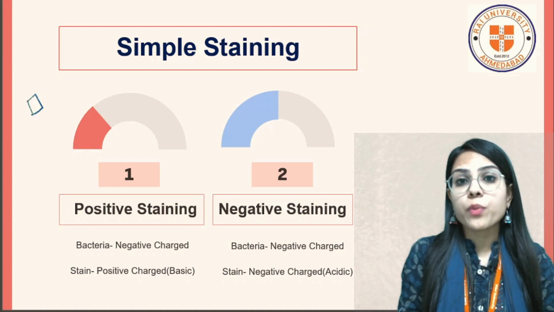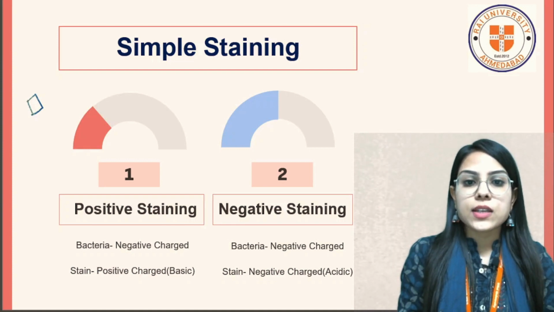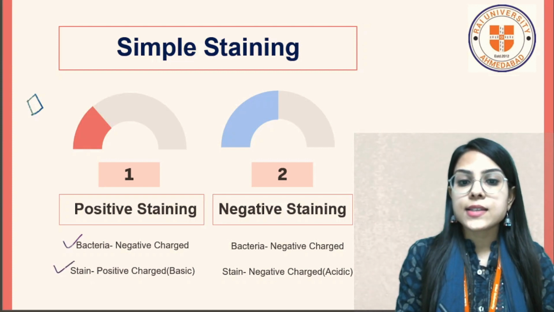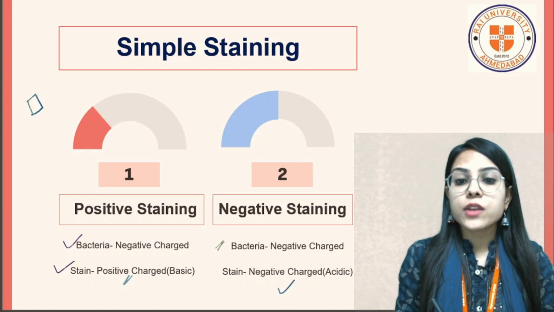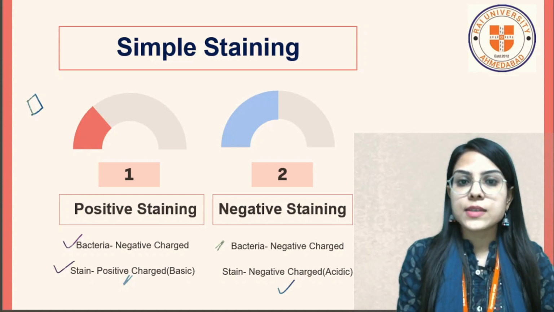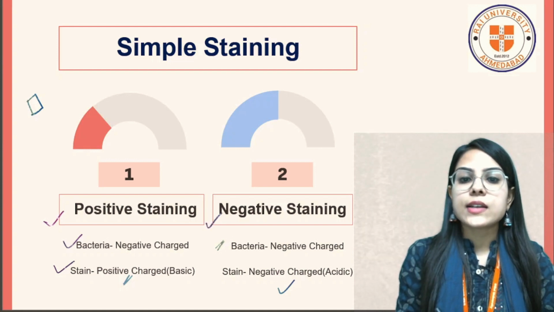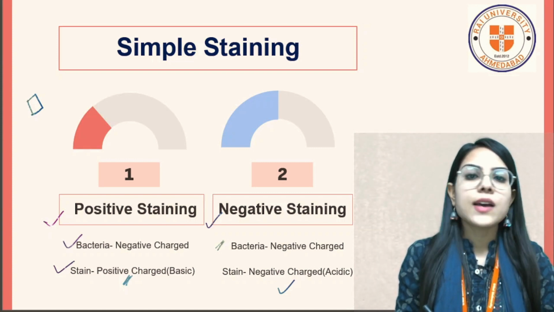But we have two options of stain: first is a positive charge stain and second is a negative charge stain. We can use any stain. In positive staining, bacteria carry a negative charge but we use a basic stain, and as we know the basic stain contains a positive charge. If you use an acidic stain, which carries a negative charge, it's called negative staining. So there are two types of simple staining: first is positive staining, second is negative staining. In positive staining, you use a basic stain. In negative staining, you use an acidic stain.